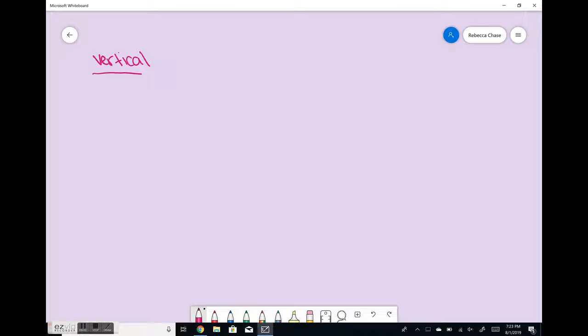And our very last definition is vertical angles. Vertical angles are angles that are directly across from each other. The best way to describe this is going to be with a picture.